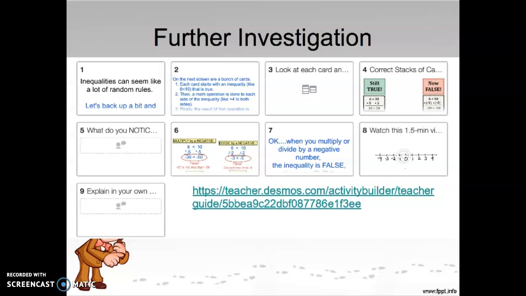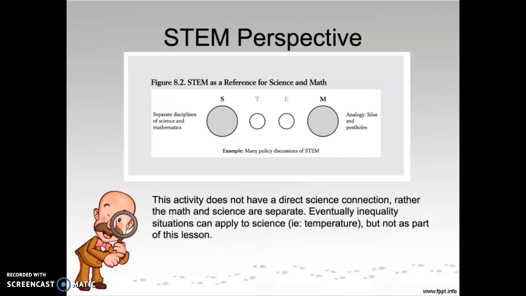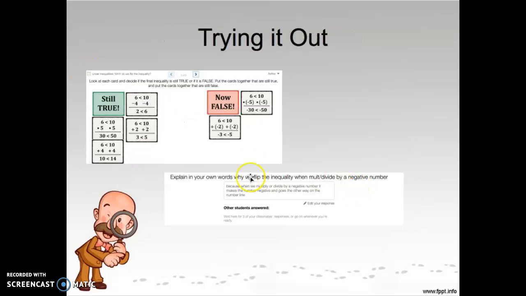I took a couple of screenshots of trying it out. Students are asked to sort these little tiles into different situations, whether it's true or false, depending on what you do to it. And then it asks some questions that the students can type their responses to, so that I can see if they're understanding or not.